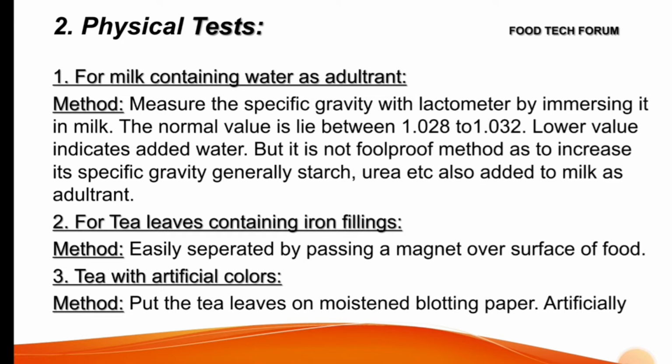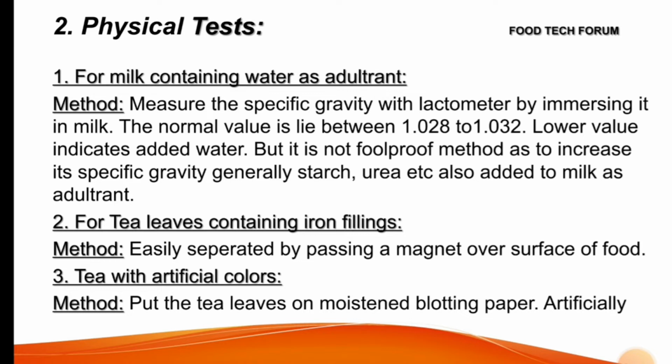But yes, like we did earlier, we can use chemical tests to detect the starch and urea. Okay, so the second one is for tea leaves which contain iron filings. Simply, iron filings will get attracted towards the magnet, so we can separate it by passing a magnet over the surface of the food.